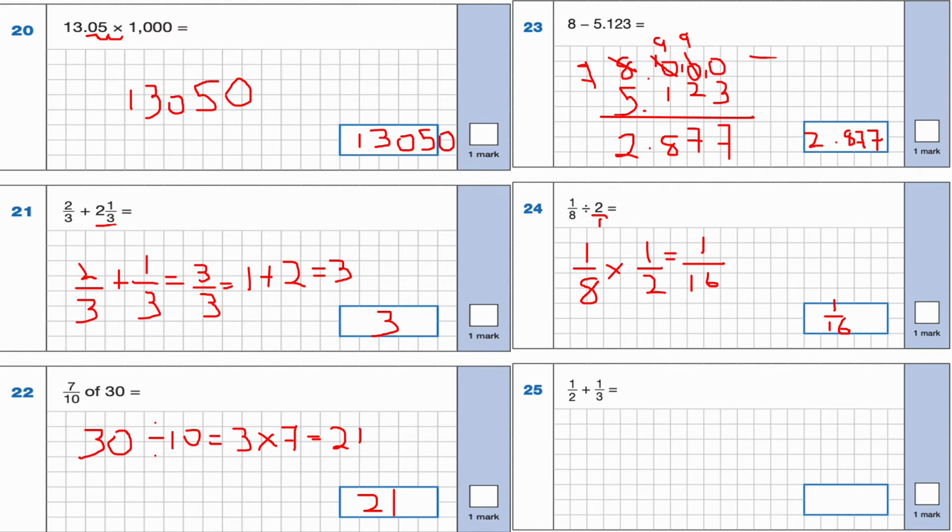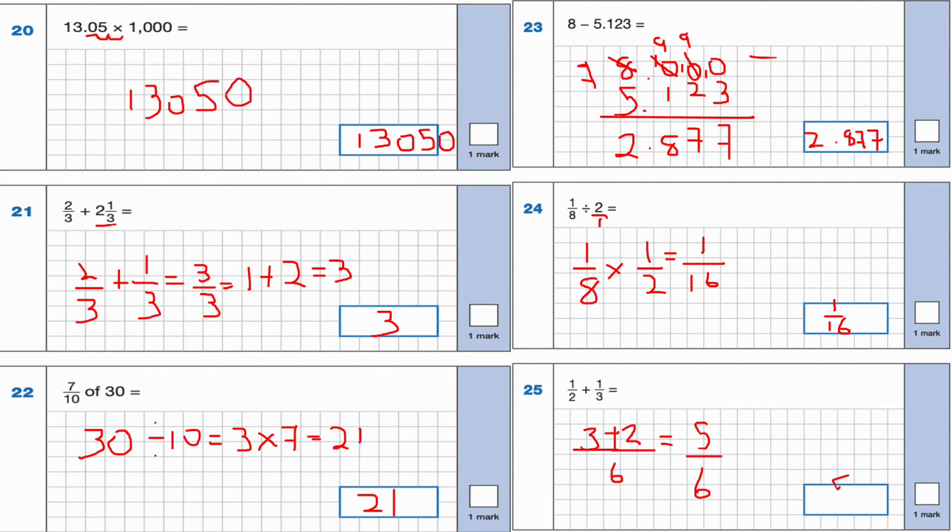Okay. Question number 25 is adding fractions. Okay, so putting it under a common denominator. So what I'm going to do is I'm going to do it in one step, guys. 3 times 1 is 3. 2 times 1 is 2, and then putting it under a common denominator, 2 times 3 is 6. So I'm putting the fraction out of 6. Simplifying this, I get 5/6.